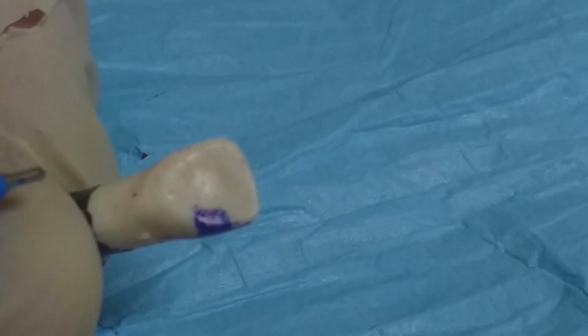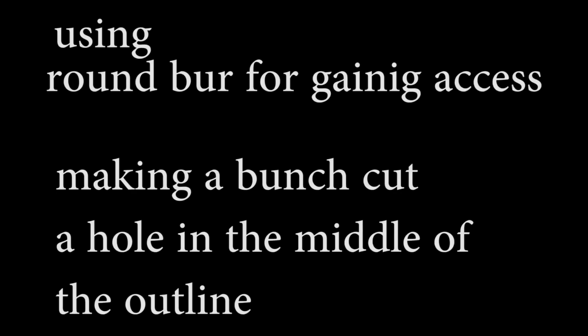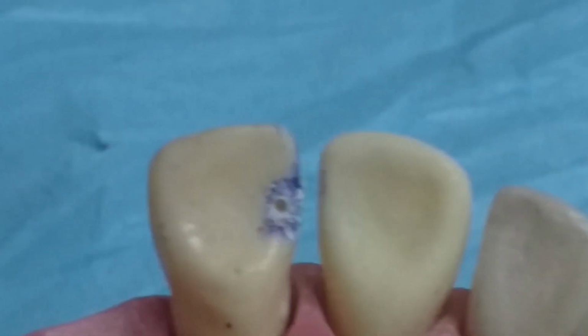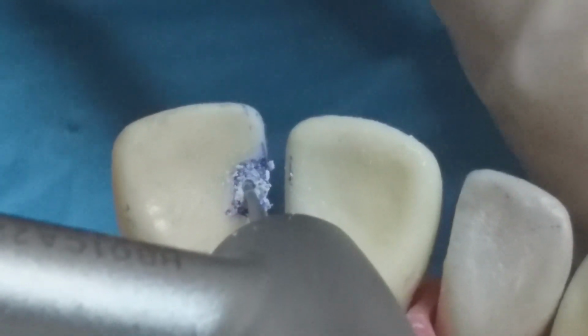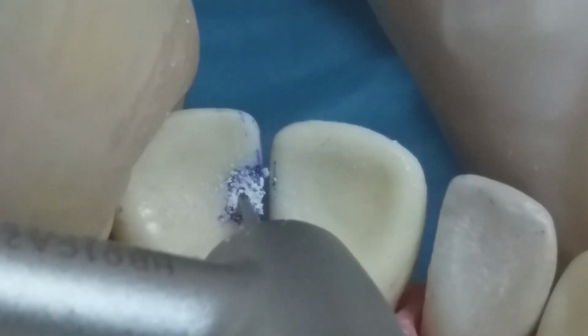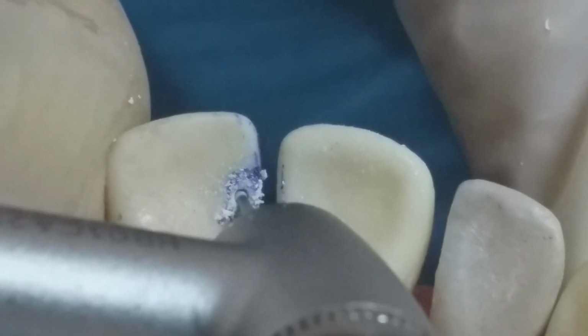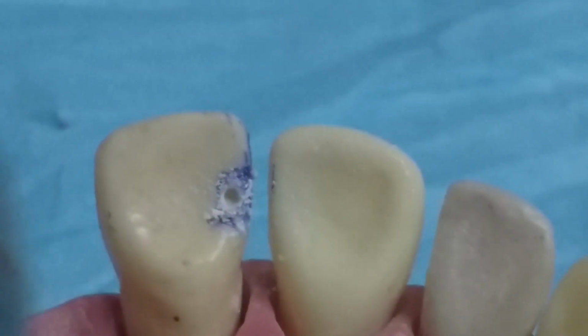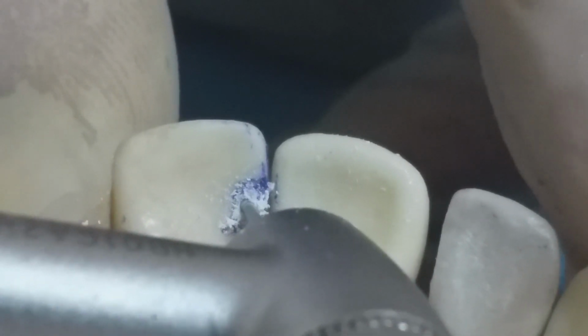We will use a round bur to gain access as usual, and put it 90 degrees to the axial line of the tooth, and we will make a hole. After gaining access, this is what we have, a hole. We will use an inverted bur now to extend the cavity laterally, and maybe go in depth by this inverted. Yes, we can use inverted to go in depth as usual.